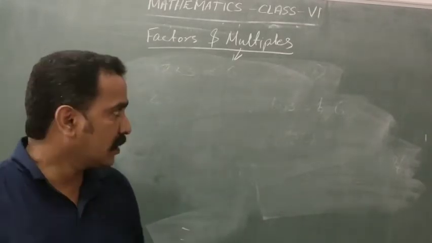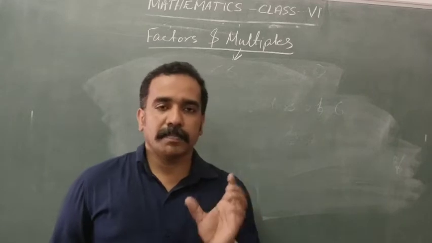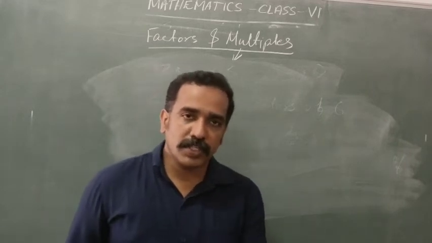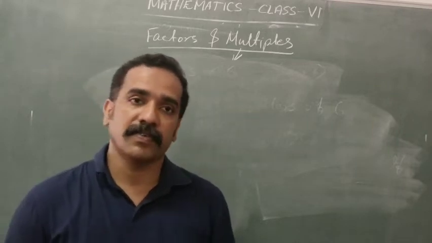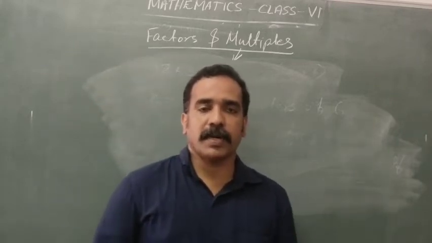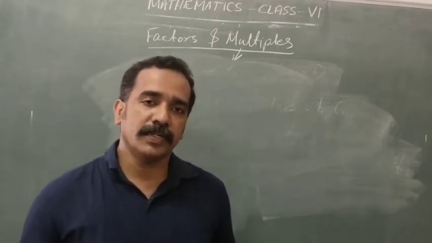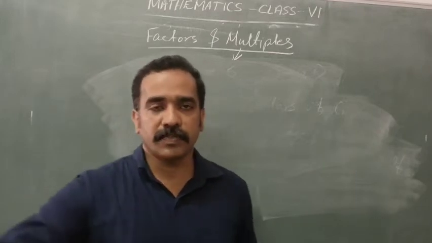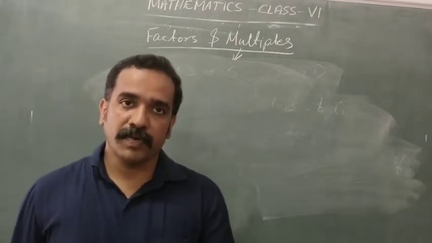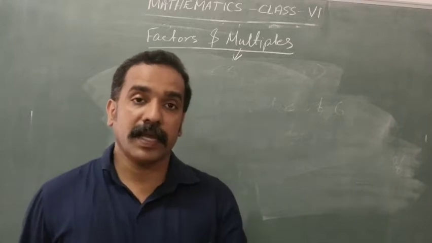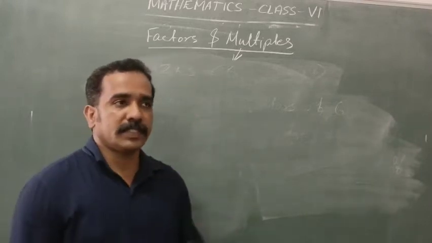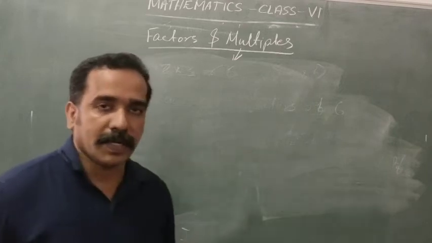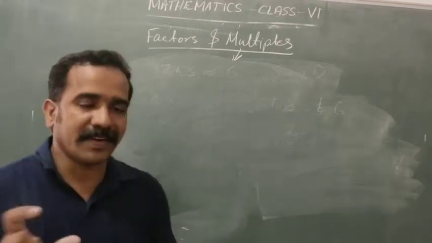So that is about the multiples. What we studied: in the case of multiples, the smallest multiple of a number is that number itself, and the greatest multiple of a number we cannot find because it goes on infinitely. Whenever we multiply a number with any other number, we will get a new multiple. Okay, that's about multiples.